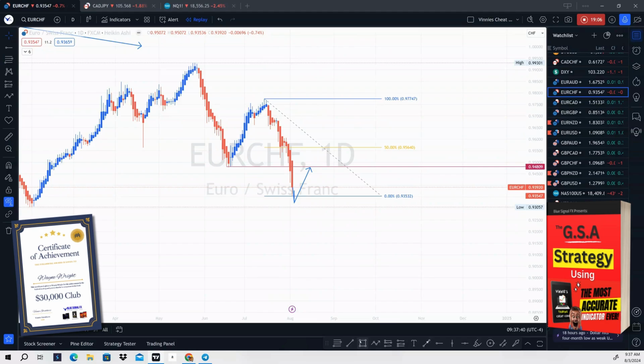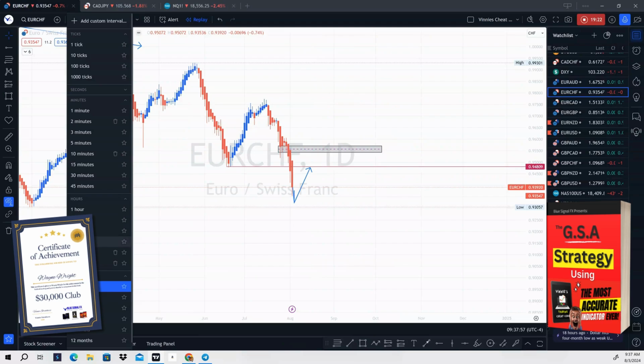So we have two areas where price may come to. Okay. So you have two targets. You have the first target, and you have the second target. So easily price could make it back to those two areas.